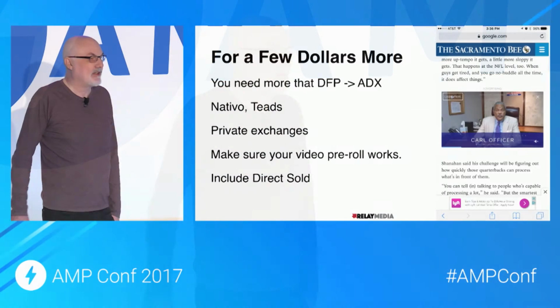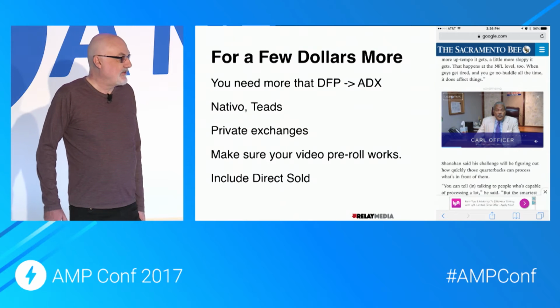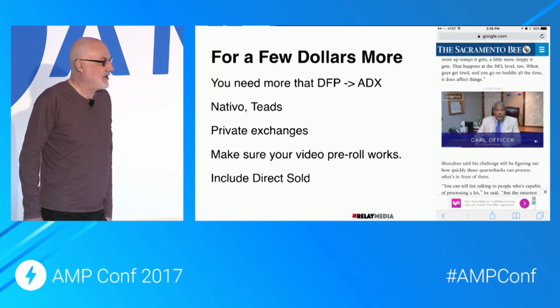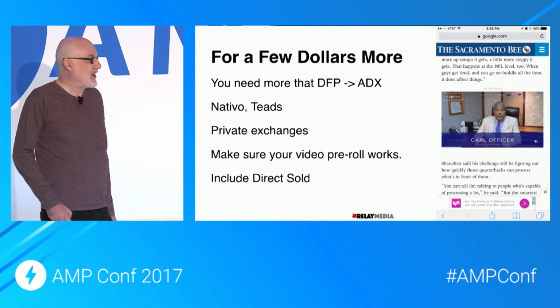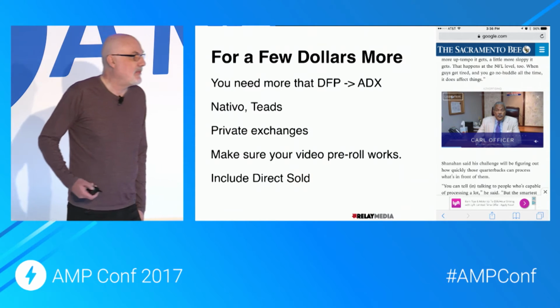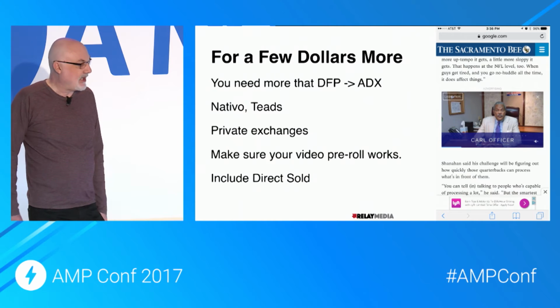And then including direct sold inventory, particularly in the local markets that we serve. A lot of our customers are television station networks. The direct sold inventory is a much higher value inventory than the programmatic. And it's really important to make sure that that's targeting the AMP pages, because as AMP becomes a higher and higher part of the overall page traffic, you really want to keep that revenue up.